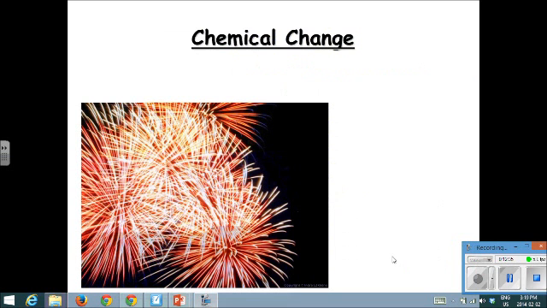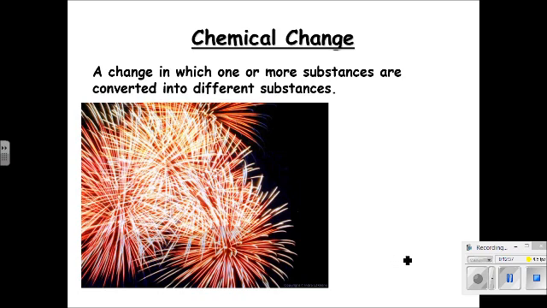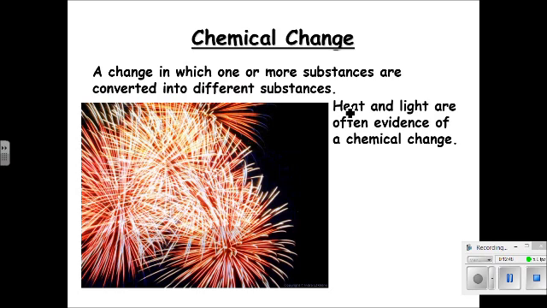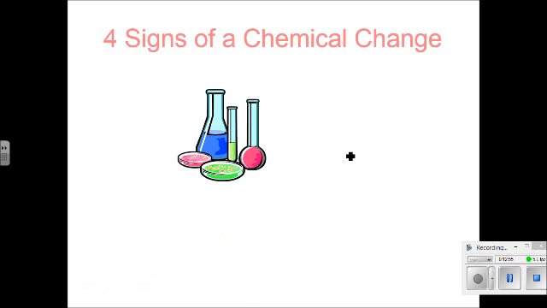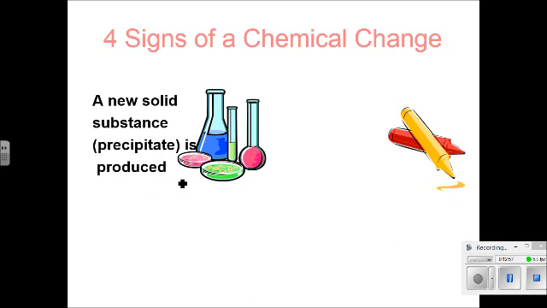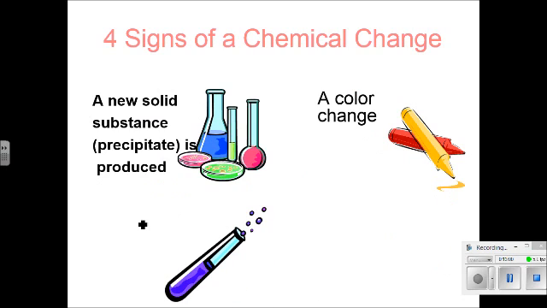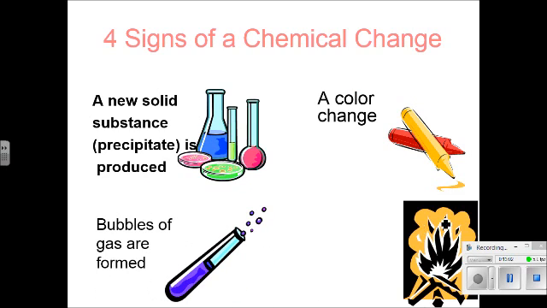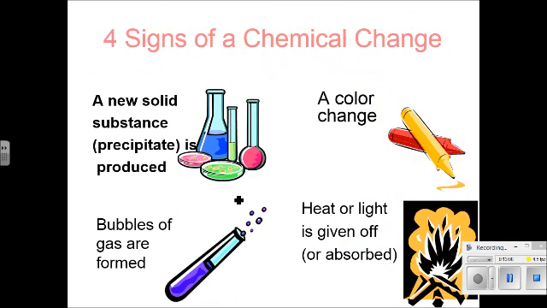A chemical change is the other type of change that's not physical. What happens is a change in which one or more of the substances are converted into different substances. So you actually have a change in the chemicals that are in the substance. So for example, we know that this happens if you have heat or light given off. The signs that you have are a new precipitate being formed, a color change, gas or bubbles formed, or heat or light formed. And the key thing to know here is that this is irreversible.